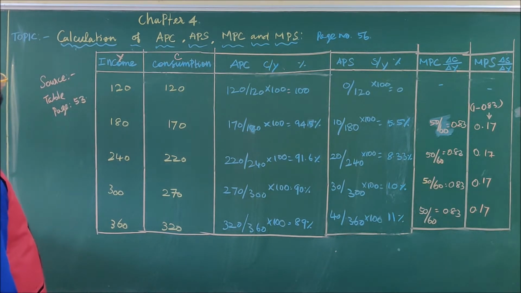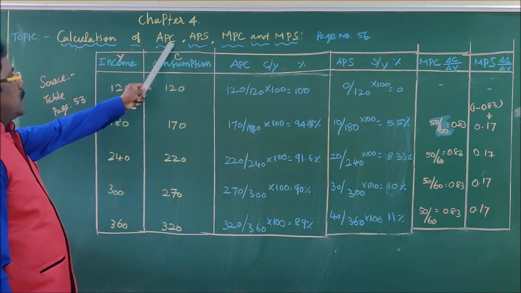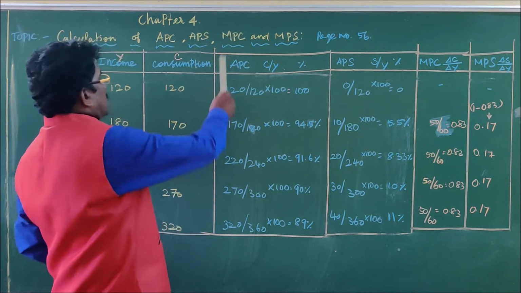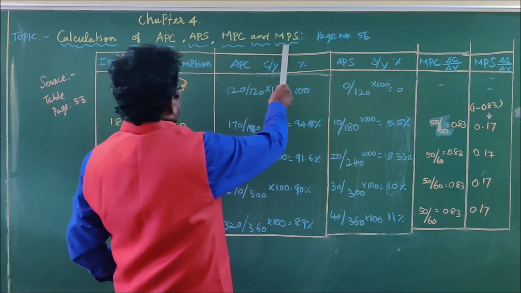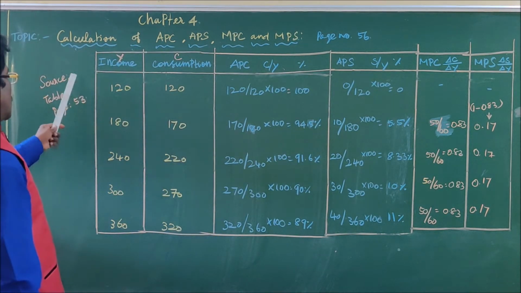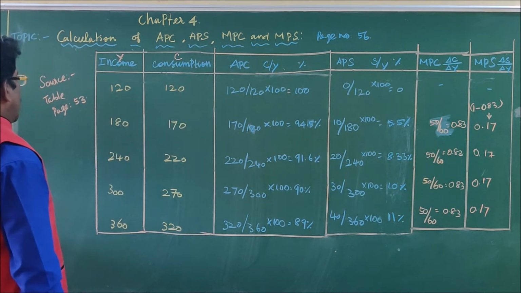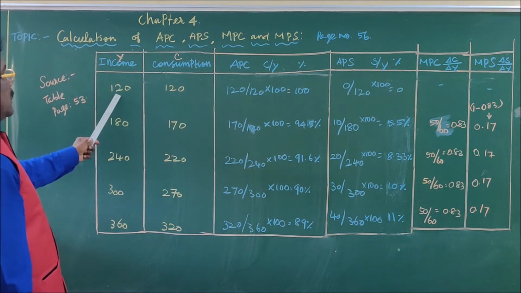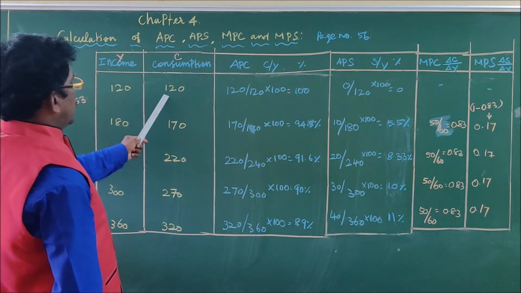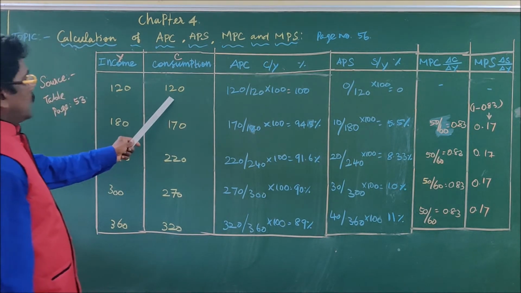In our textbook they take only two calculations for average propensity to consume, average propensity to save, marginal propensity to consume and marginal propensity to save. But I take the entire table for the calculation of all these four concepts. First, the level of income is 120 and the consumption expenditure is rupees 120. So income as well as consumption is the same.